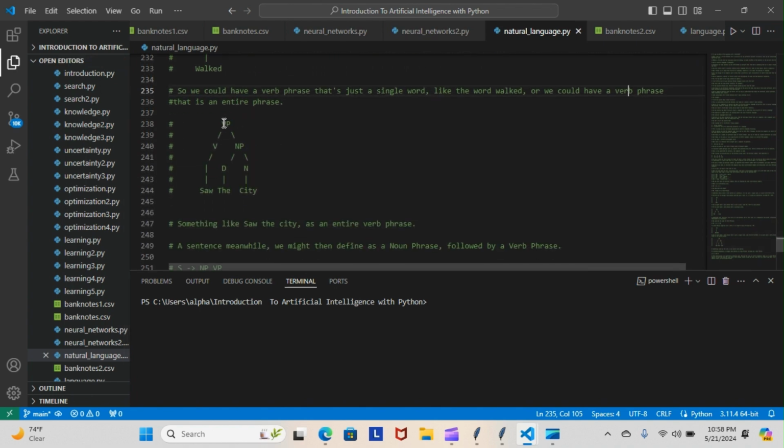So if you see here, we have our verb phrase. That's our verb. This is our noun phrase. And of course, the noun phrase still leads to a determiner and a noun. So the whole phrase would come to saw the city. So something like saw the city as an entire verb phrase.